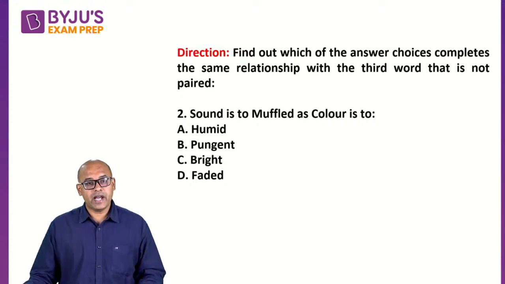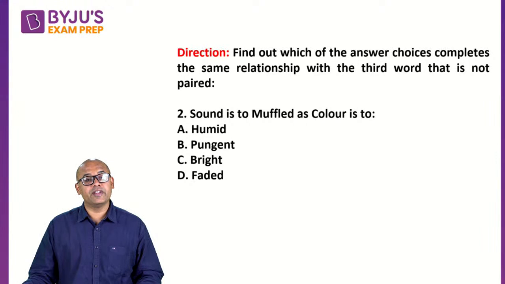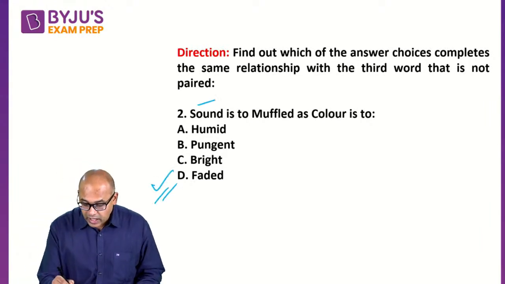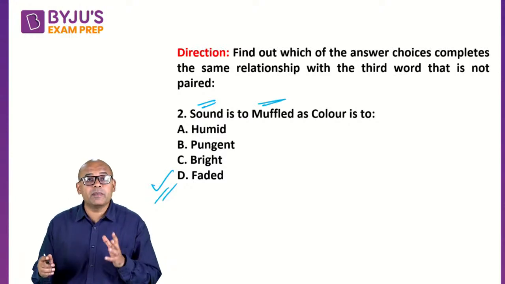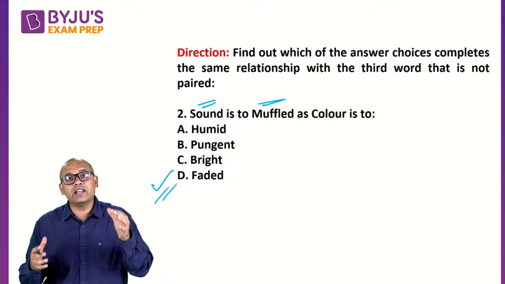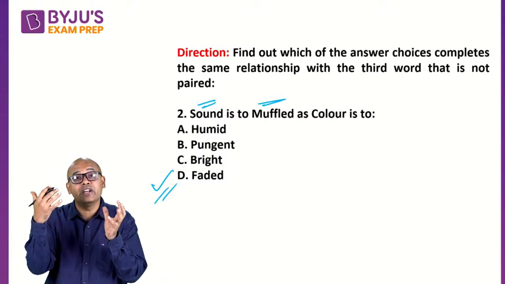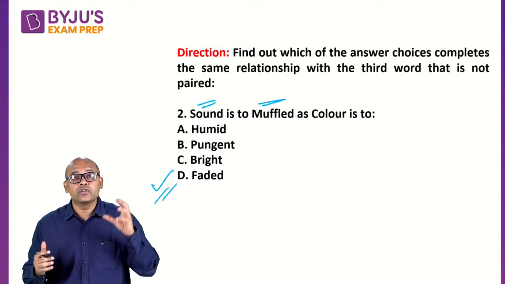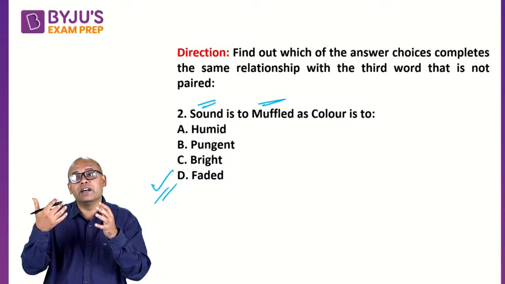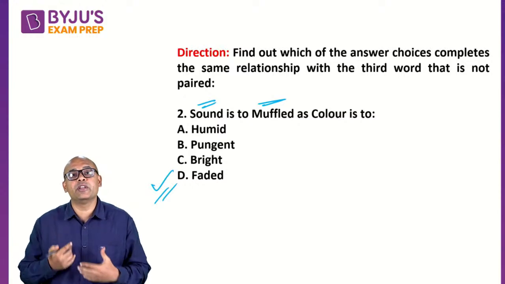Alright, Sneha and Malik, both of you have given the answer as D, which is the correct answer. So what is happening here? Sound is muffled. Muffled means the sound is covered. Your sound is coming, but somehow when it comes to you, it is reduced drastically. So the effect of the sound is reduced. Muffled means the intensity is decreased. That's the meaning of muffled.